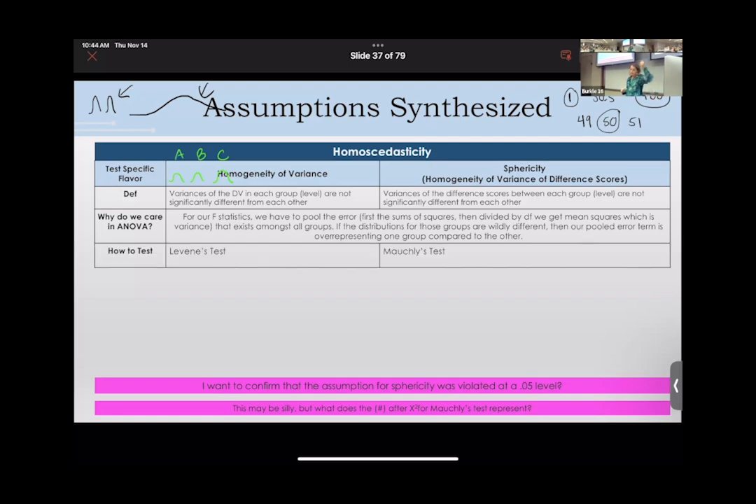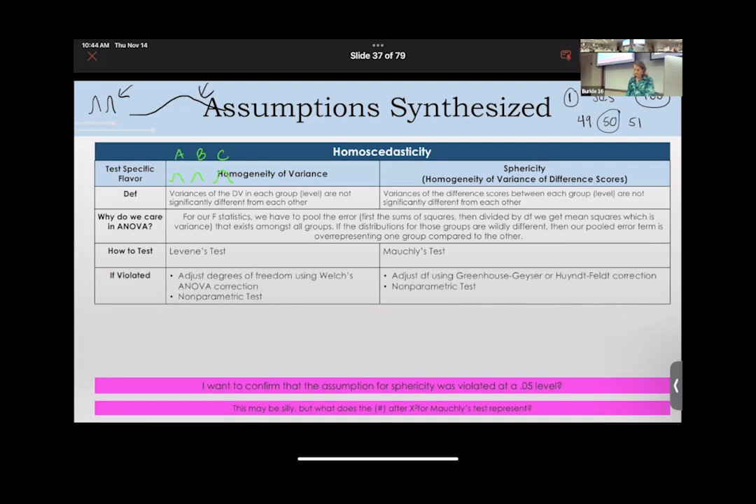How do we test it? Homogeneity of variance, we test it with Levene's. Sphericity, we test it with Mauchly's. You're going to have to come up with your own way to remember that. That is, you have to memorize. Mauchly's is always going to give us a correction for degrees of freedom. It's going to give us an epsilon for correcting degrees of freedom.